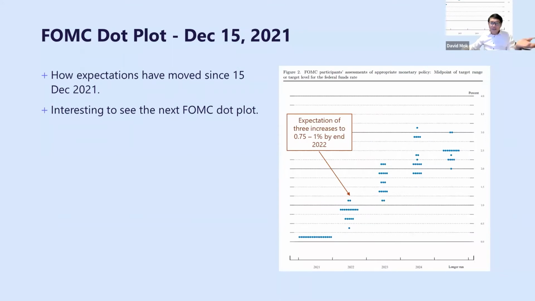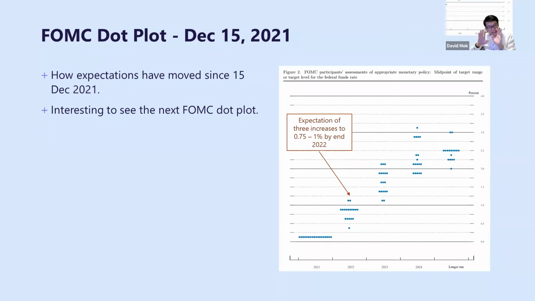So this is the FOMC dot plot. Maybe I'll explain a little bit. The FOMC, which is the US Federal Reserve, publishes its thinking process every quarter. They're very transparent, probably the most transparent central bank in the world. The central banks of the rest of the world say something, but they don't want to be held accountable in terms of publishing their thinking process, but the US does it.